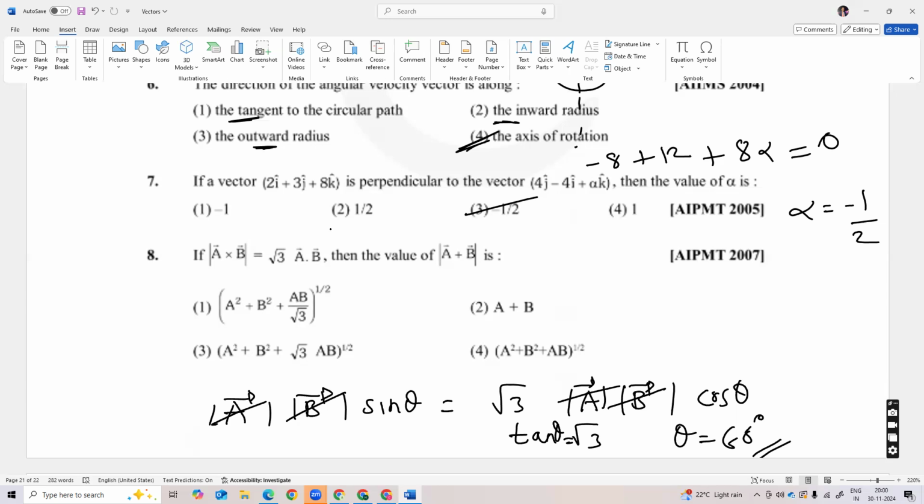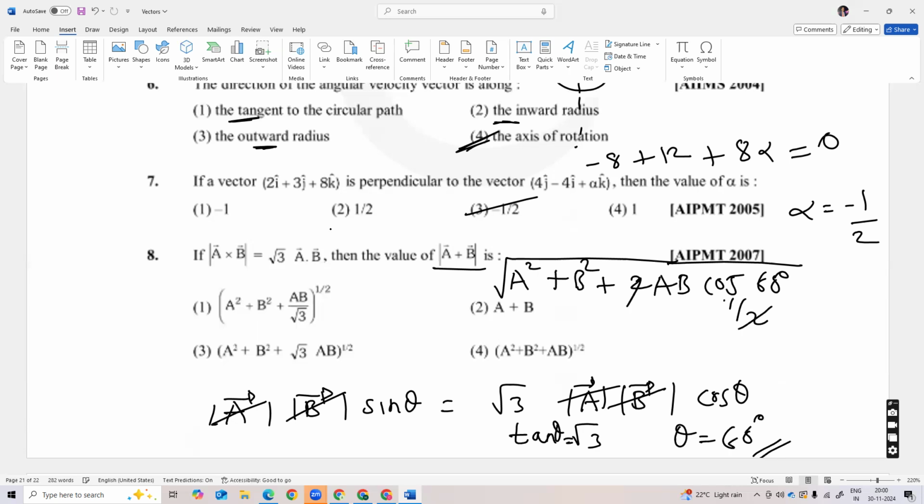If you have to find the resultant of a plus b, it is the square root of a square plus b square plus 2ab cos theta, and theta is 60, so cos 60 is 1 by 2. If you put 1 by 2, the 2 gets cancelled with the 2. So the final answer is the square root of a square plus b square plus ab.